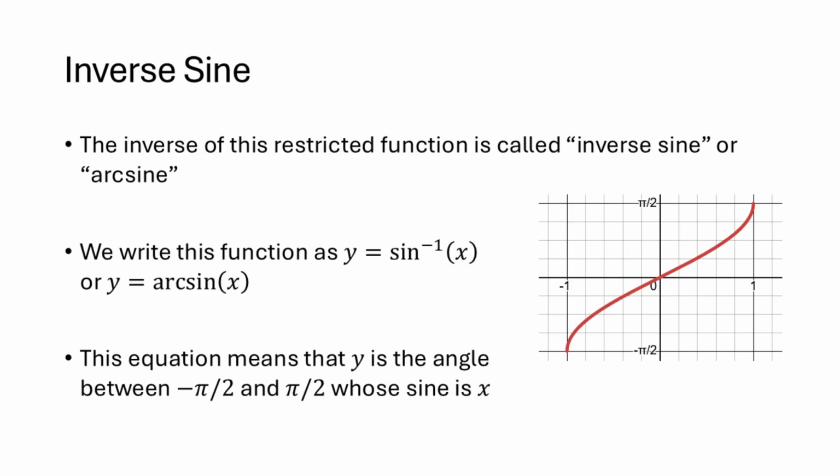Now this notation is a little bit funky because what we don't mean here is 1 over the sine of x. We have a name for that, that's cosecant. So what we mean is the inverse function of the sine function. And when we write y equals inverse sine of x, this means that y is the angle between minus pi over 2 and pi over 2, whose sine is x.